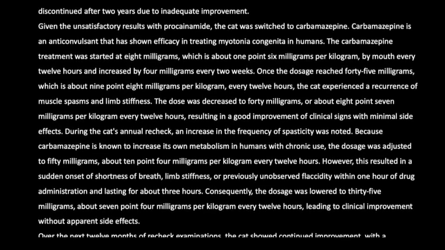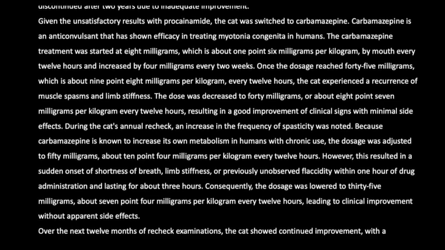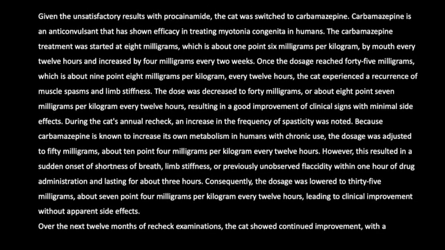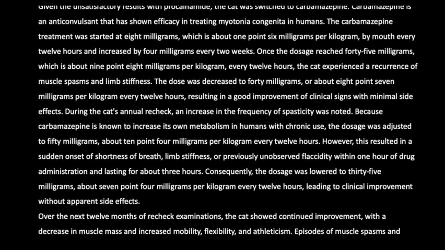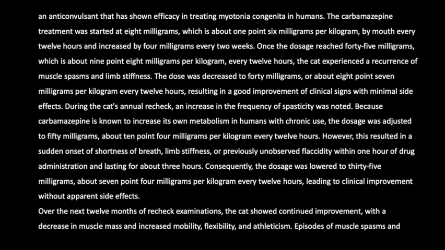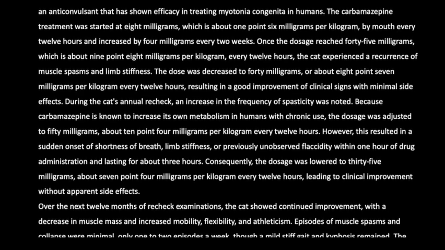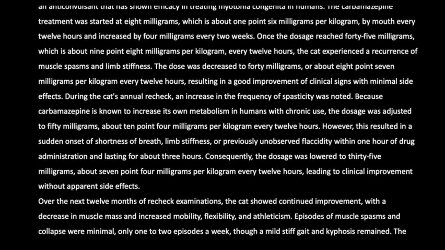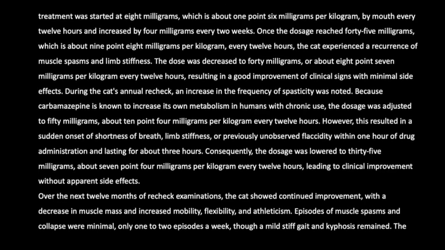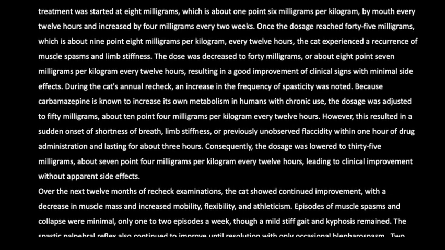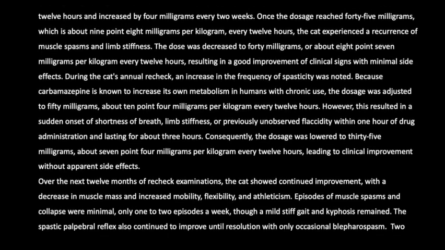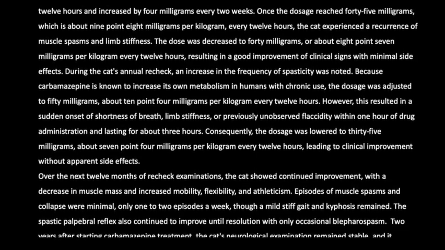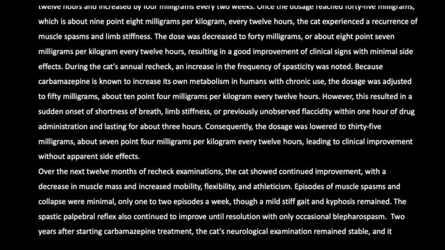The dose was decreased to 40 mg, or about 8.7 mg per kilogram every 12 hours, resulting in a good improvement of clinical signs with minimal side effects. During the cat's annual recheck, an increase in the frequency of spasticity was noted. Because carbamazepine is known to increase its own metabolism in humans with chronic use, the dosage was adjusted to 50 mg, about 10.4 mg per kilogram every 12 hours.